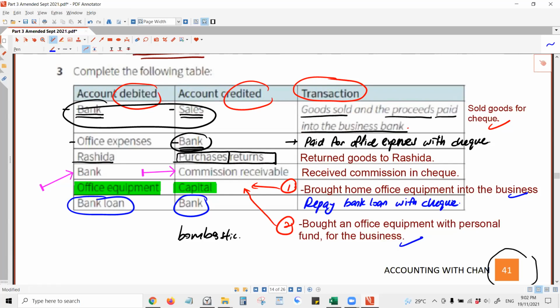Whenever you are using a check, it means that you are using the money in the bank. So repay bank loan with a check. Or you write pay back the bank loan with a check, also acceptable. So finish for this table. Must learn how to write these sentences. Once in a while, you may see such question. They give you the data entries, then you have to write the transactions.